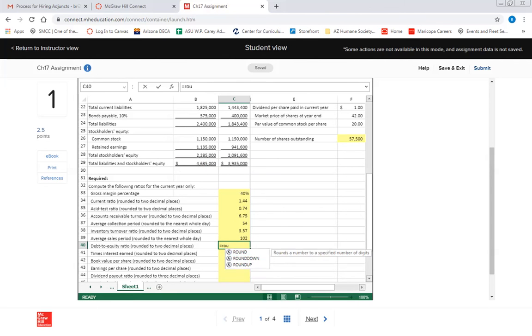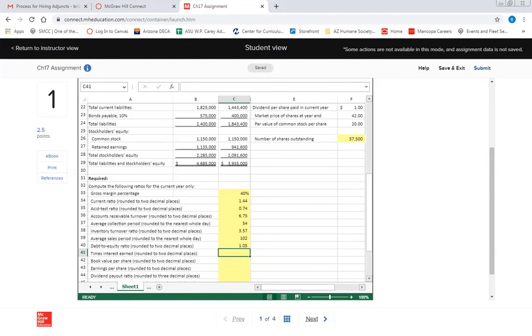Okay, debt to equity ratio. We are going to take, and we're going to round our total liabilities, and we're going to divide it by our total equity. Remember, do it the current year, don't do it in the prior year. I'm going to round it to 2 decimal places. So our debt to equity ratio is 1.05.